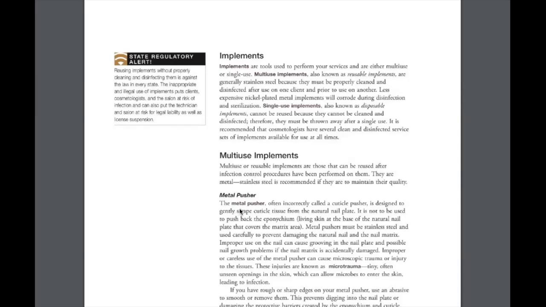So for all of you who don't know what a metal pusher is or have never seen one, because you've never gotten your nails done, which is fairly rare, a metal pusher, which is often incorrectly called a cuticle pusher, that's not what it's called. It is designed to gently scrape cuticle tissue from the natural nail plate. It is not to be used to push back the eponychium, which we talked about in Chapter 10, which is the living skin at the base of the natural nail plate that covers the matrix area. These are stainless steel, and they are used carefully to prevent damaging the natural nail and the nail matrix.